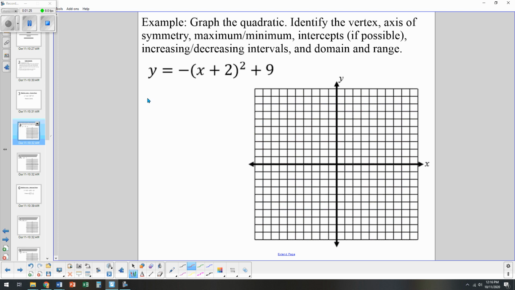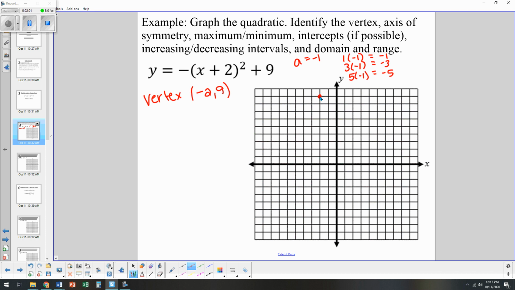So the vertex we can pull out immediately. The vertex is opposite of 2, negative 2, comma positive 9. So I'm able to graph negative 2, positive 9. Then I'm going to multiply 1 times a, 3 times a, and 5 times a. In this case, a equals negative 1. So we do 1 times negative 1, 3 times negative 1, and 5 times negative 1 to get negative 1, negative 3, and negative 5.